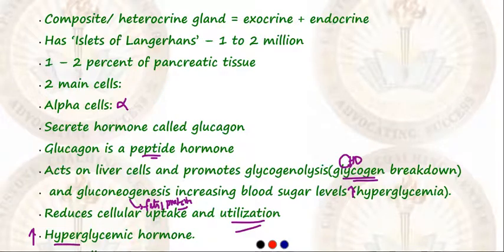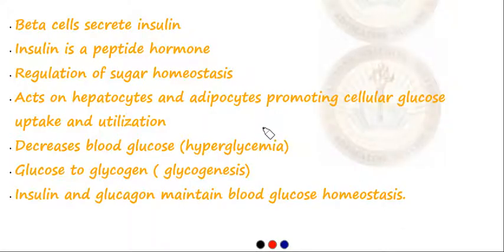Now we'll be talking about beta cells. Another part of the islets of Langerhans are the beta cells. Beta cells secrete insulin. So what is insulin? Insulin is another peptide hormone. It is very similar to glucagon in structure. It is also a peptide hormone. And this does the opposite of what glucagon does. Glucagon increases the blood glucose and maintains the increased blood glucose. But insulin decreases blood glucose and it helps in utilization of the blood glucose to perform certain functions.